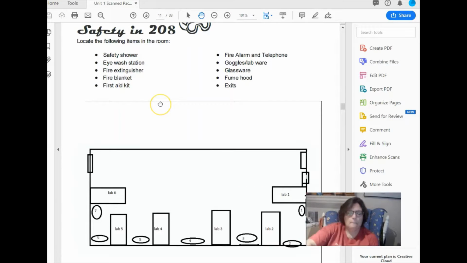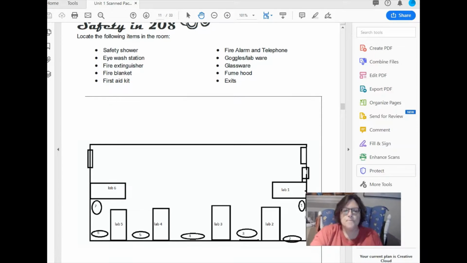Alright, here's something that I didn't know I could do. I can draw with this program.